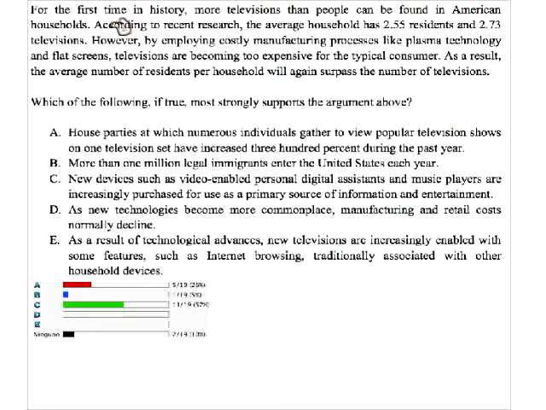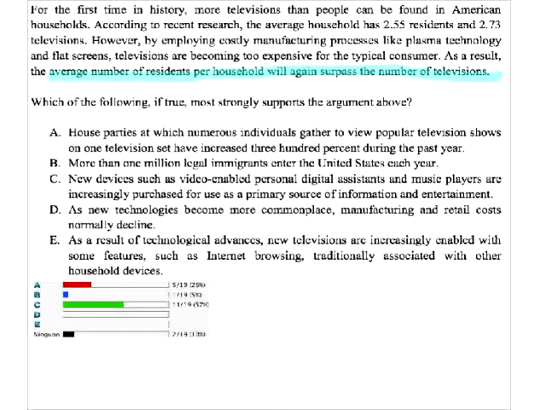So, for the first time in history, more TVs than people can be found in American households. Blah, blah, blah, numbers. These numbers don't help you because they just are the same as the statement that came before them. However, by employing costly manufacturing processes, televisions are becoming too expensive. As a result, the average number of residents per household will again surpass the number of televisions. So this is what we have to support.